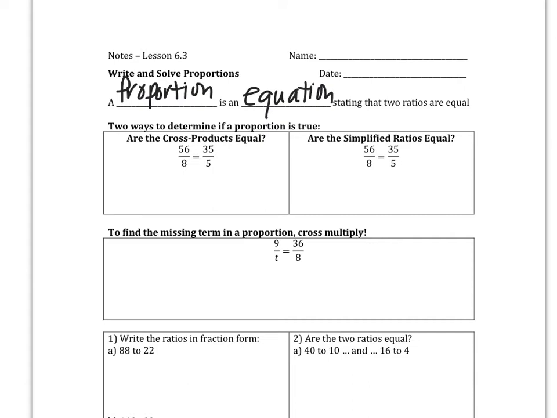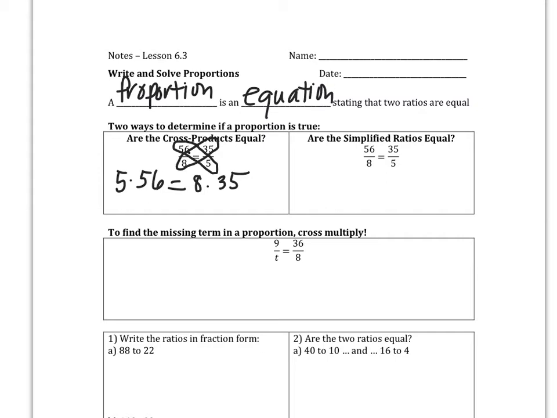The first one is cross products. Are they equal? The way this works is you have two ratios written in fraction form, and cross product means you multiply straight across. So you have 5 times 56, and that has to equal the other two diagonal, 8 times 35. If they do equal each other, then it is a proportion.